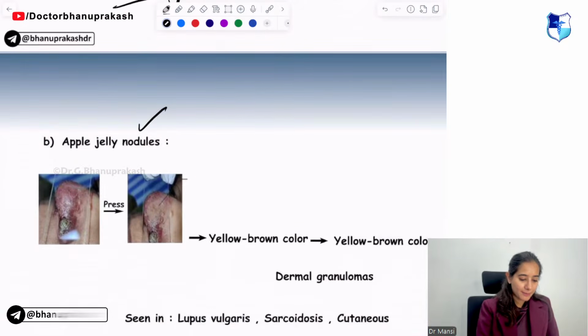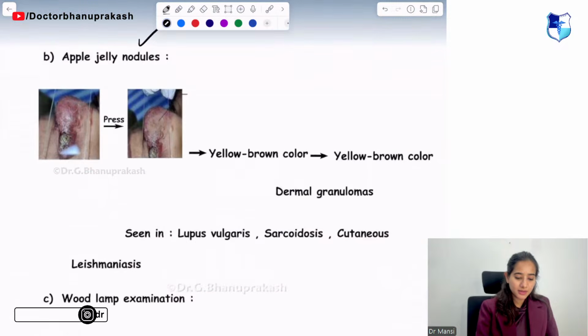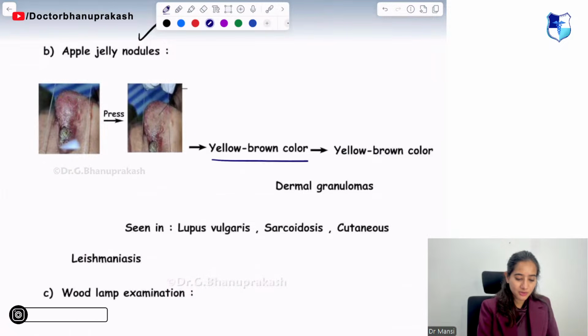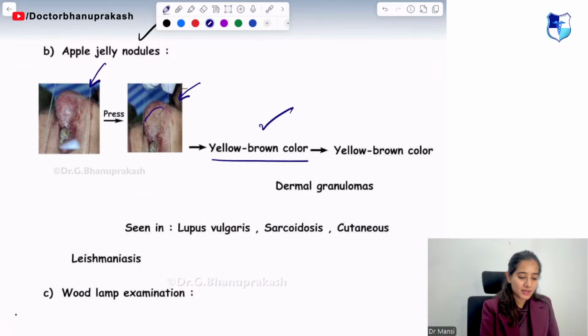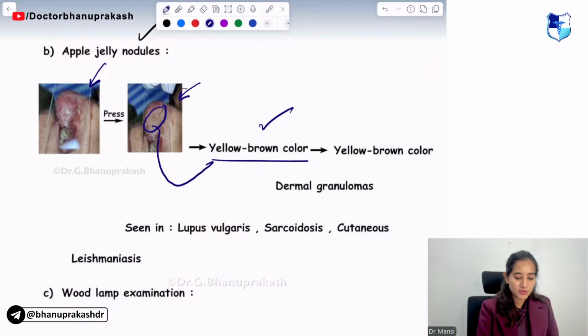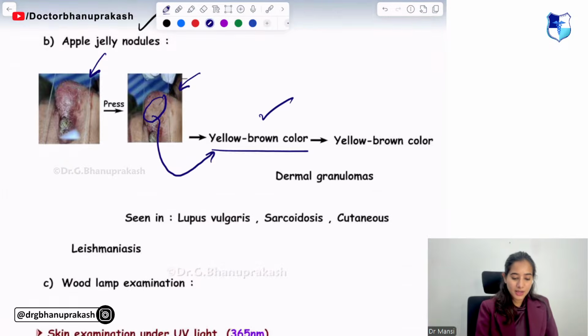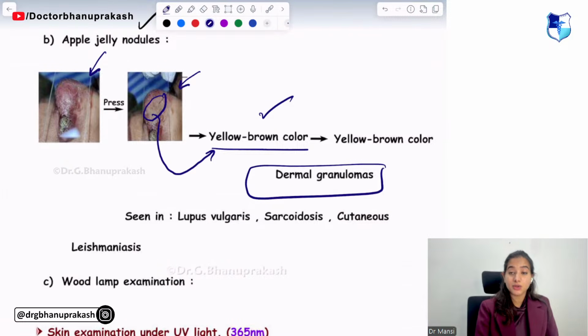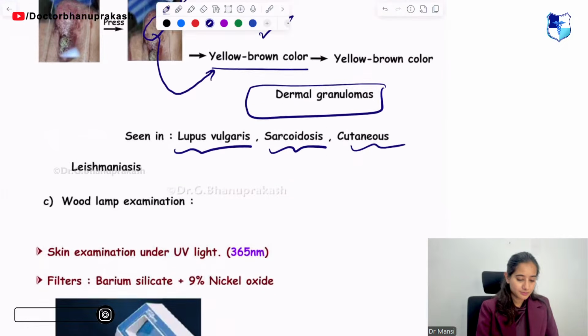Then apple jelly nodules. Where did we read it? Just comment down in the comment section. So this is a yellow-brown color. If this was an apple jelly nodule and you pressed it with a glass slide, did a diascopy, you see a color change, which is a yellow-brown color. It is a feature of dermal granulomas, which can be seen in lupus vulgaris, sarcoidosis, or cutaneous leishmaniasis.